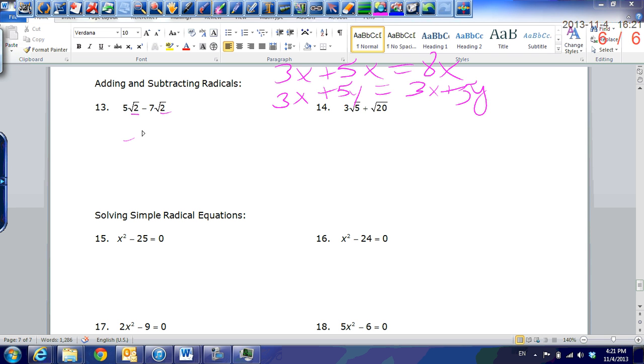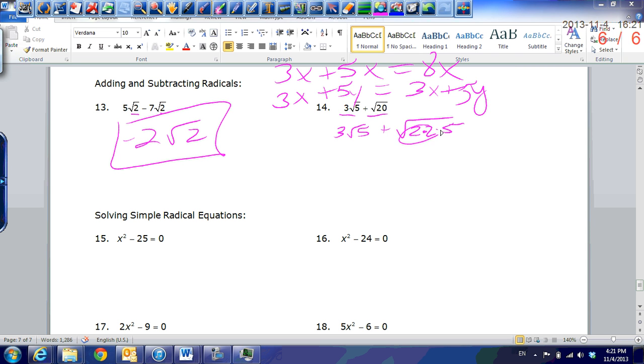So here, they're the same. So 5 minus 7 is negative 2. And then write your square root. 14, they look to be different, but maybe, just maybe, I can break 20 up. 20 is 10 times 2, or 4 times 5. Still breaks down to 2 times 2 times 5. Got a pair of 2's, one goes on the outside, so I get 3 root 5 plus 2 root 5 is 5 root 5. Be sure we're adding, we don't multiply 2 times 3, we're adding here.